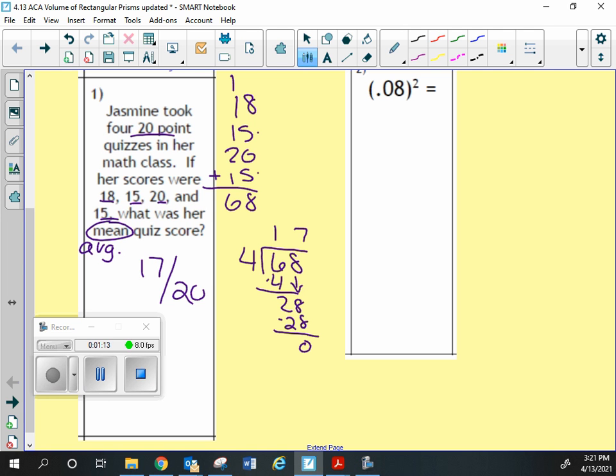All right, the next one, 0.08. Well, that 2 is an exponent. So pause real quick. Okay, so there's two. To solve this, what I do is times 2, or what I do is 0.08 times 0.08.